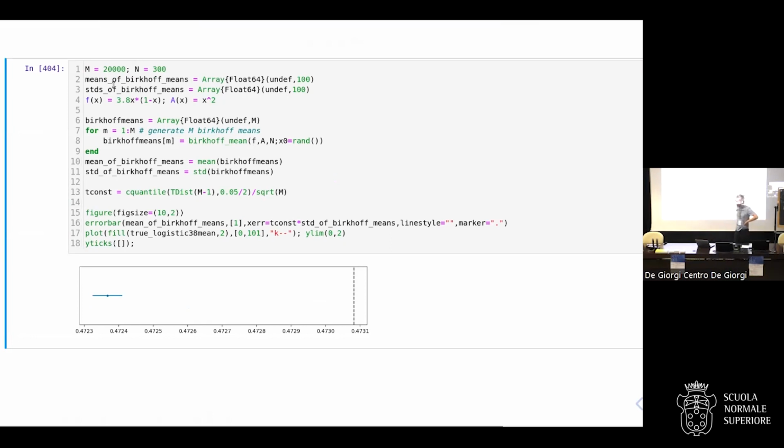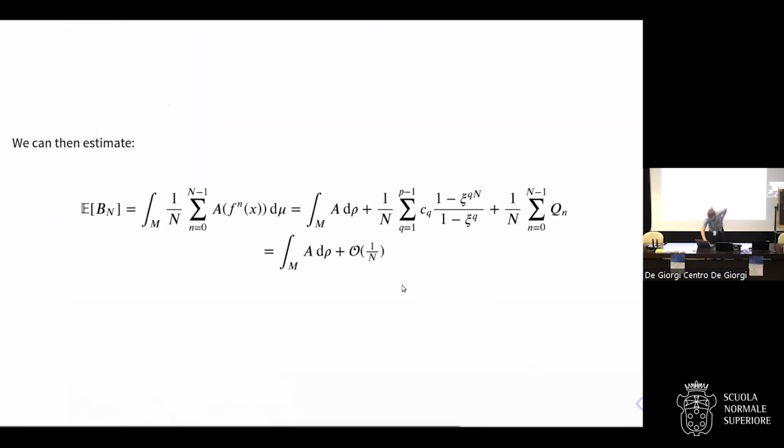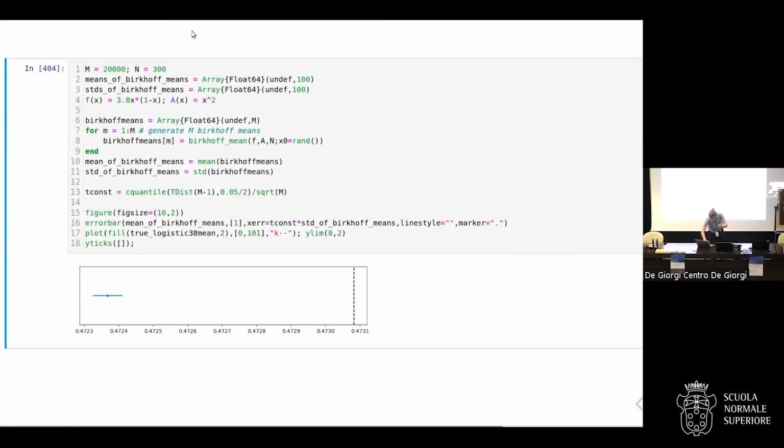But the problem is the expectation of our Birkhoff mean is actually, well, it is not exactly right. It is in fact order 1 on n away from our true value. So if our dynamical runs are not very long, then when we try and do the central limit theorem sample mean stuff that we were doing before, we're actually going to get the wrong answer.